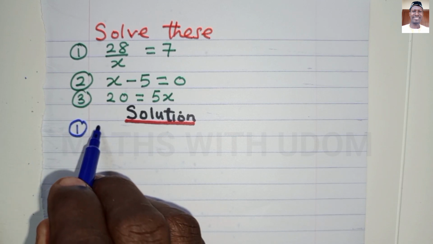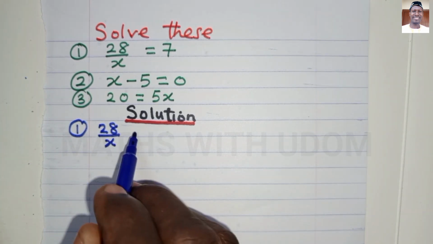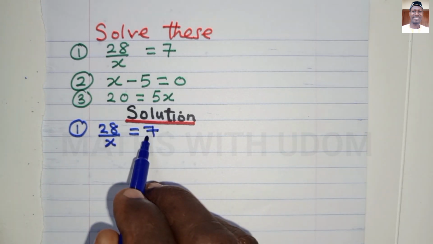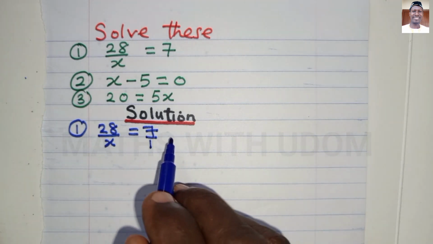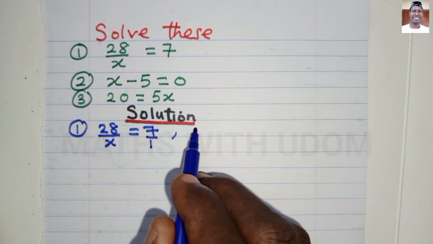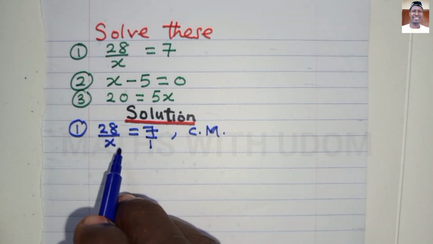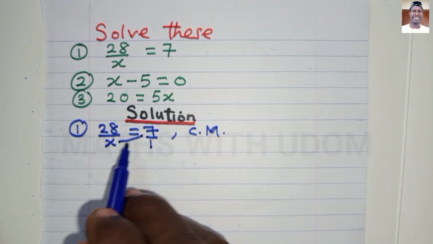Number 1, 28 divided by x is equal to 7. All you need to do is to introduce divided by 1 here, because all numbers have 1 as their denominator. Then you cross multiply. When you cross multiply, always cross the one with the alphabet first. So x will cross and meet 7.